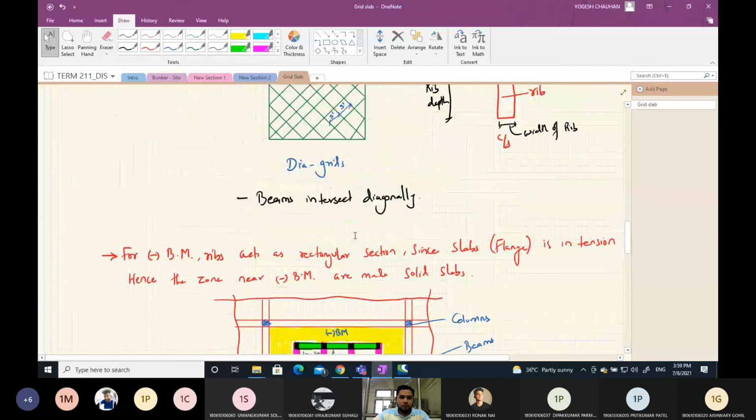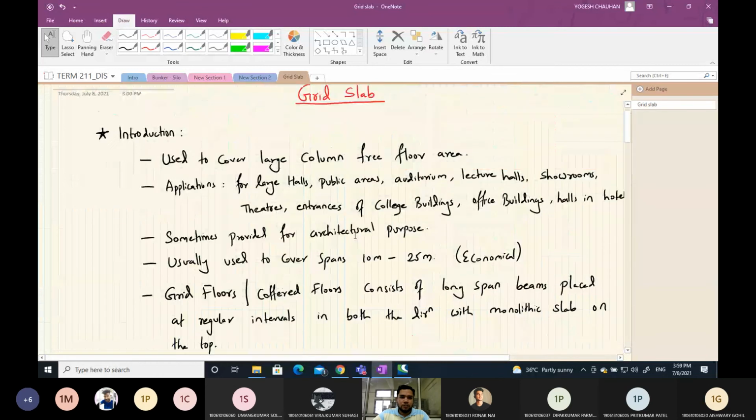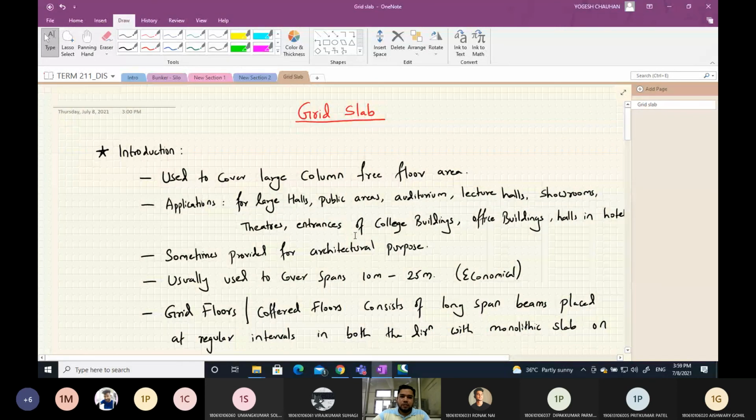Okay, so today we have gone through the introduction of grid slab. Grid slabs are used to cover large column-free floor areas. They are one of the alternatives used for covering large floor areas along with the flat slab, pre-stressed slabs, and other pre-tension or post-tension slabs.